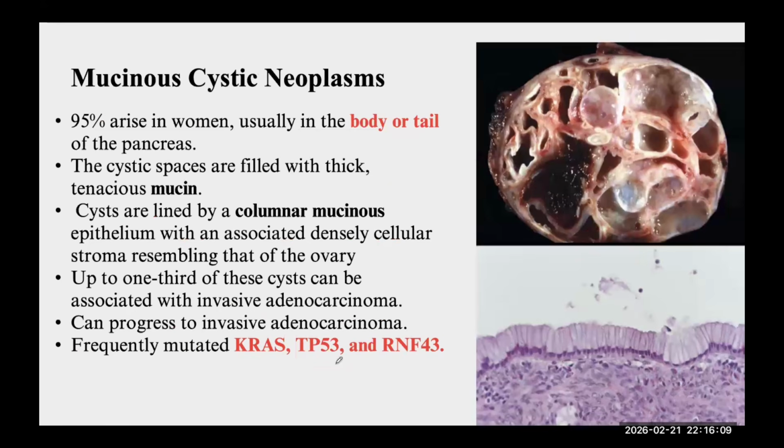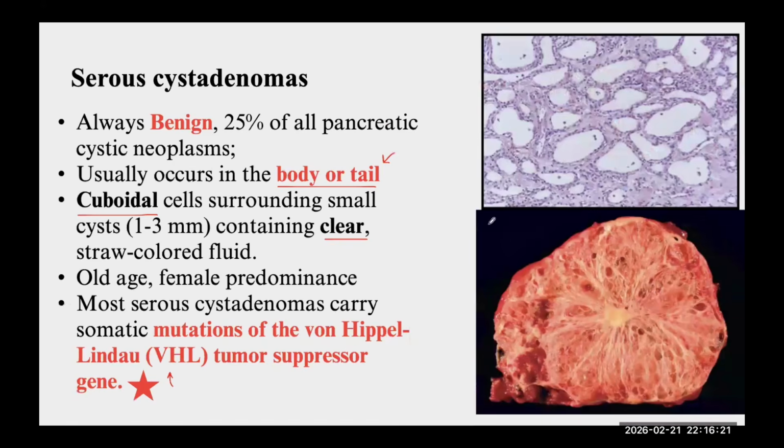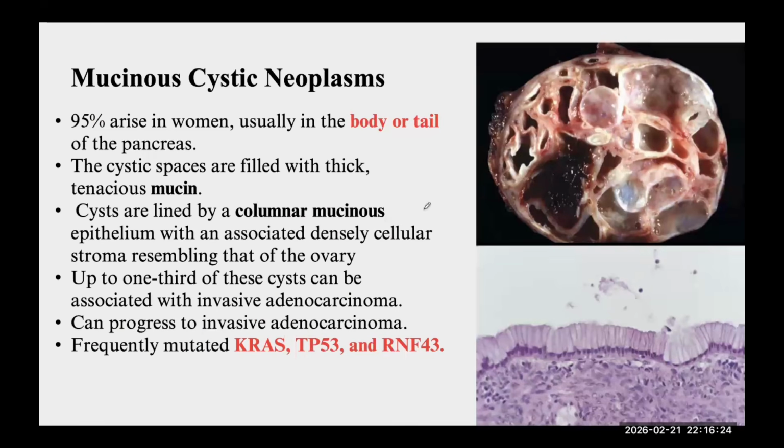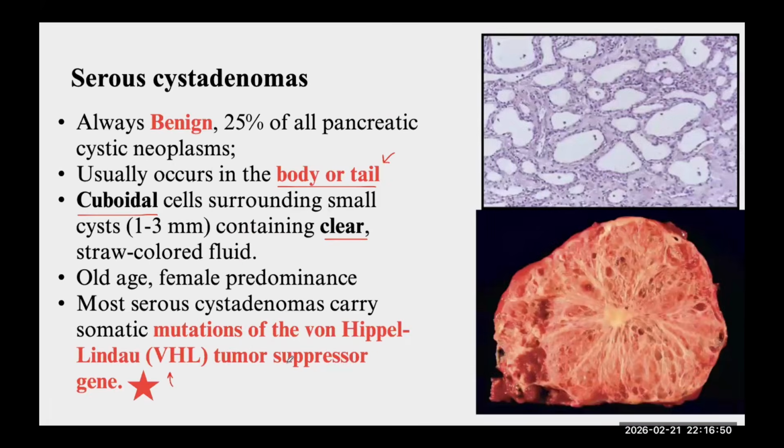Now we're going to move to mucinous cystic neoplasm. Now, 95% of the time, it arises in women. Again, it affects the body or tail. They're filled with thick mucin. And this is important because here we said it's a clear serous fluid. Here it is a thick mucin. Now here we see that there are columnar cells that are surrounding it. Here they were cuboidal. Up to 1/3 of these cysts can be associated with invasive adenocarcinoma and can progress to invasive adenocarcinoma. Now, the frequently mutated genes are KRAS, TP53, and RNF43. These are also important to remember, so I made them in red so you remember them.